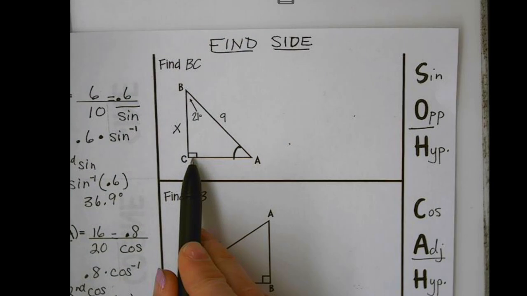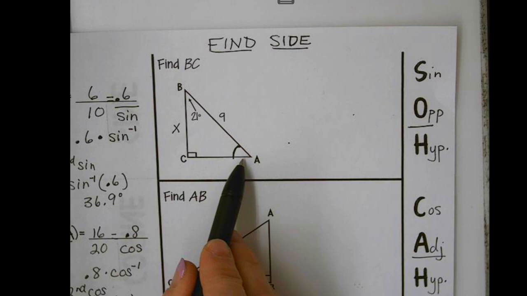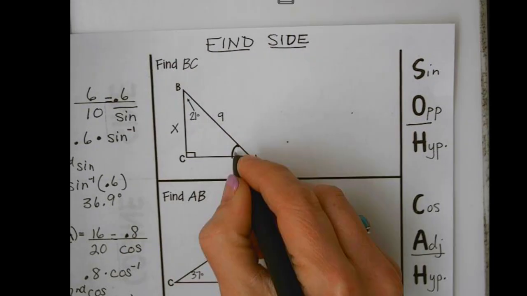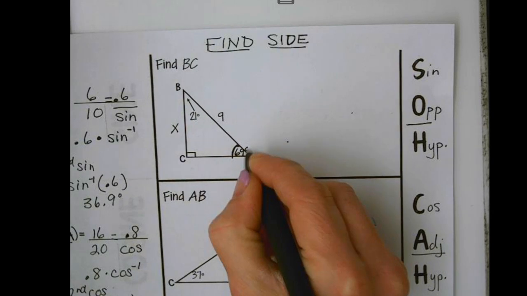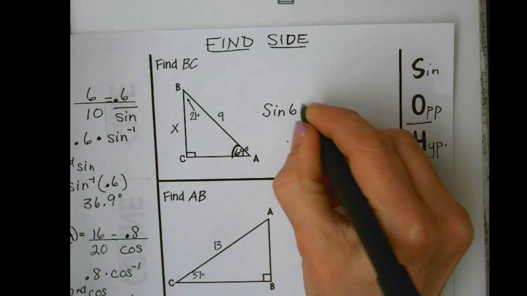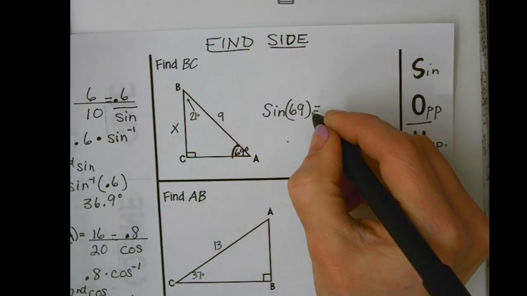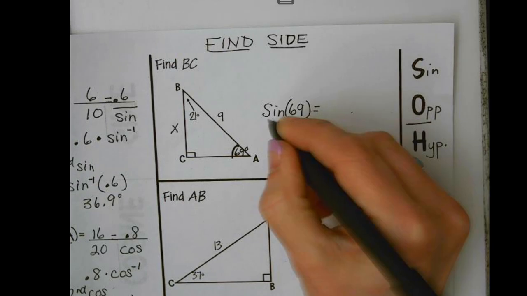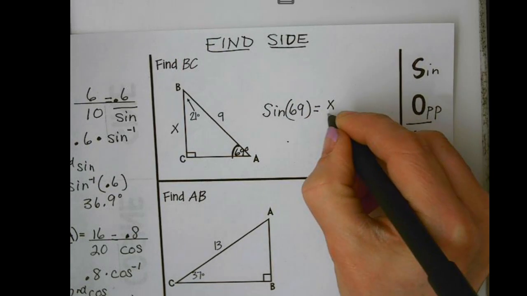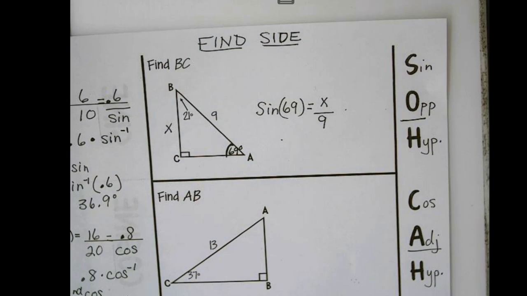This is 90 degrees. This is 21. So we know these two angles will add up to 90. 90 minus 21 is 69, so I'm going to put that in there. So we are going to use sine of 69 degrees. That is going to equal X over our hypotenuse, which is 9.